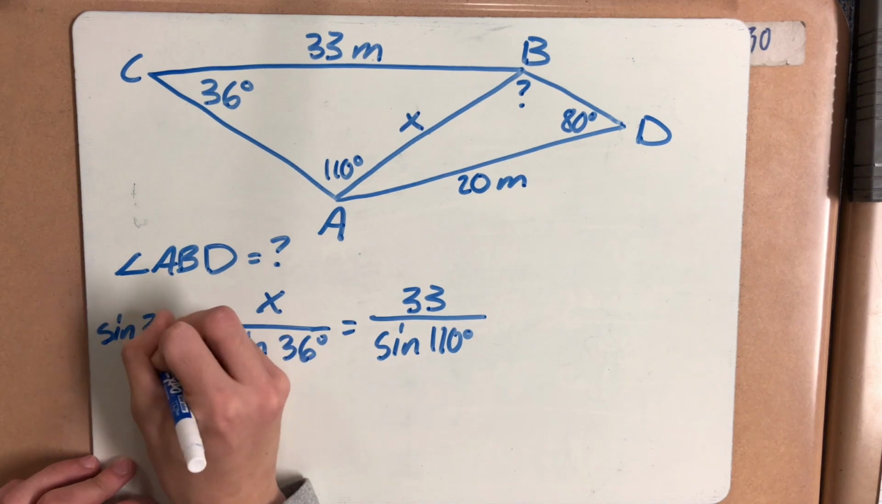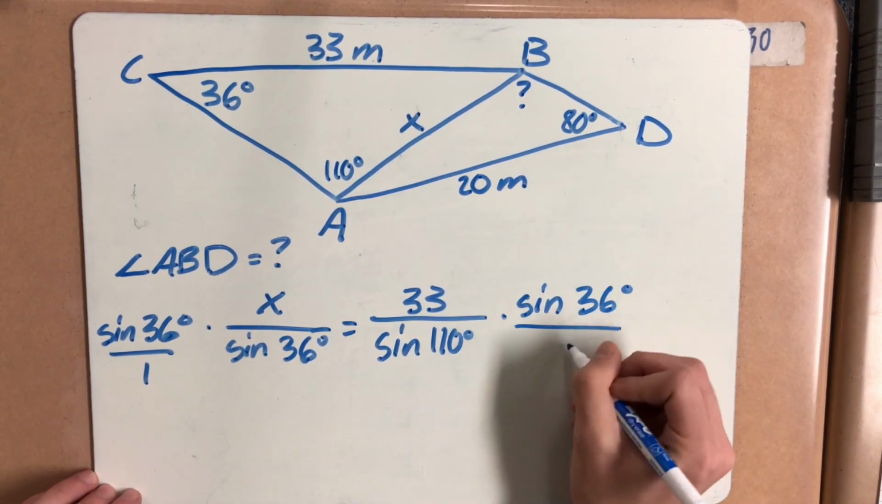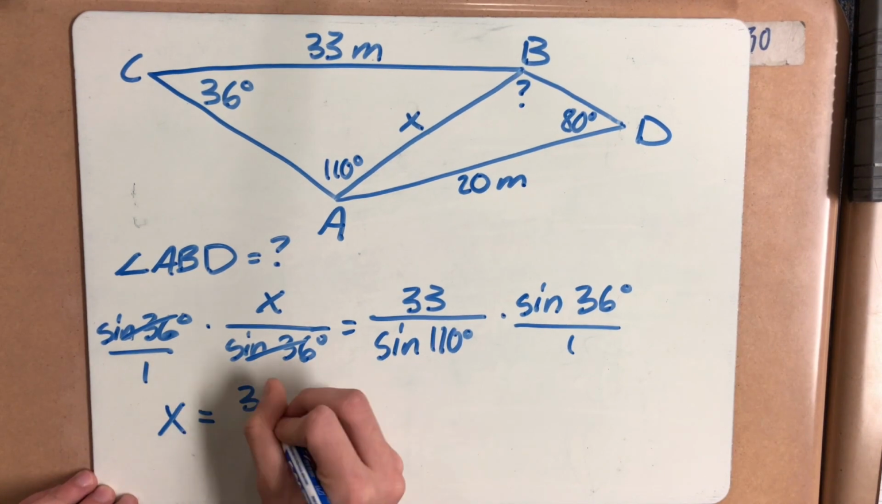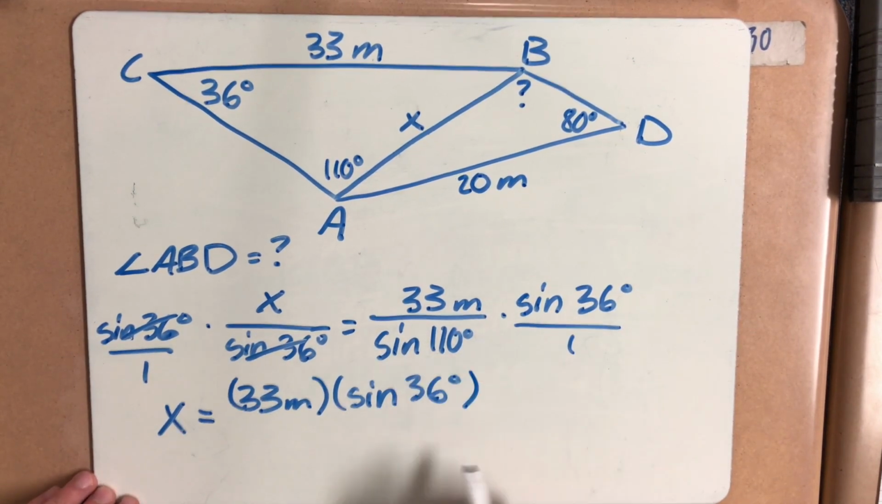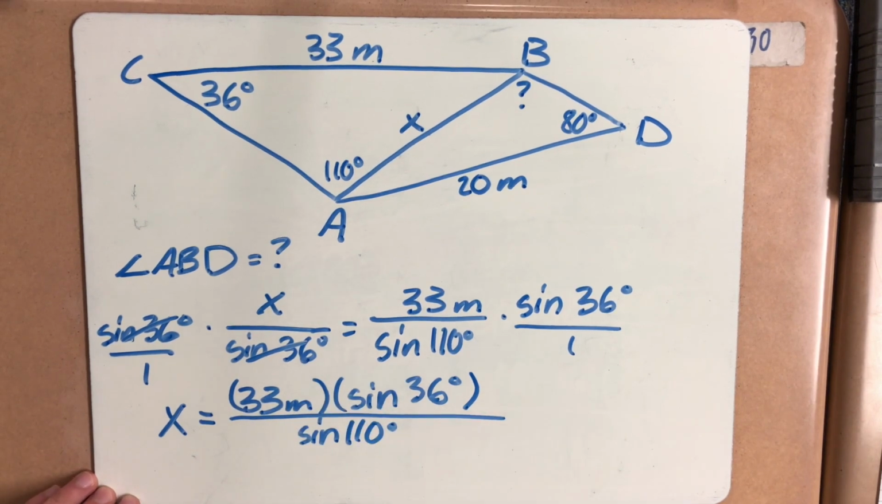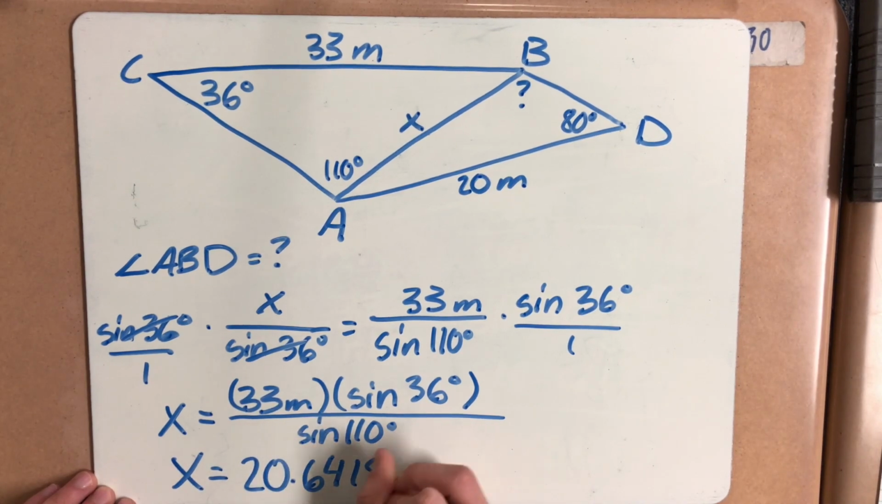So in order to get x all by itself on the left side, we multiply both sides by the sine of 36 degrees to get x is equal to 33 meters times sine of 36 degrees over the sine of 110 degrees. Put this into your calculator and you will get x is equal to 20.6418 meters.